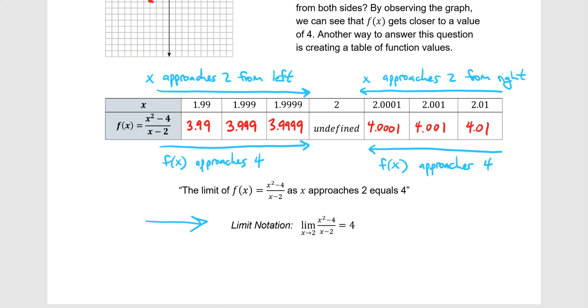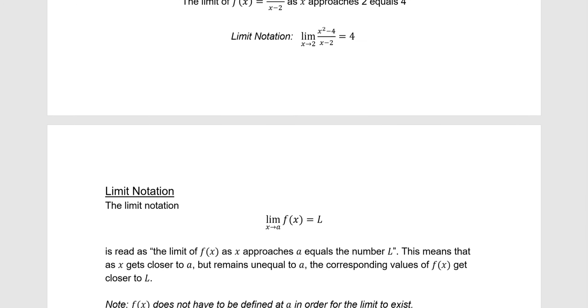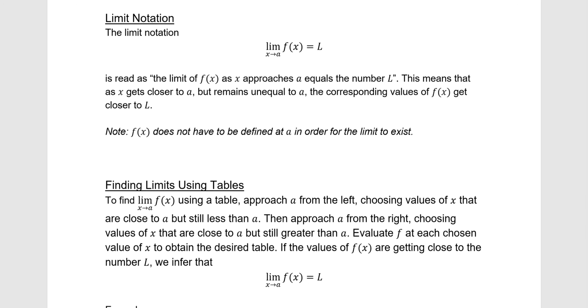Limit notation, you read this the way that it's written right above it. The limit of that function as x approaches 2, using a little arrow meaning approaches, equals 4. So that means the function values are approaching 4 as the x values are approaching 2. So this is one way to do it, using a table of values to the left and to the right of the number. So let's go ahead and take a look at limit notation, the general definition here.